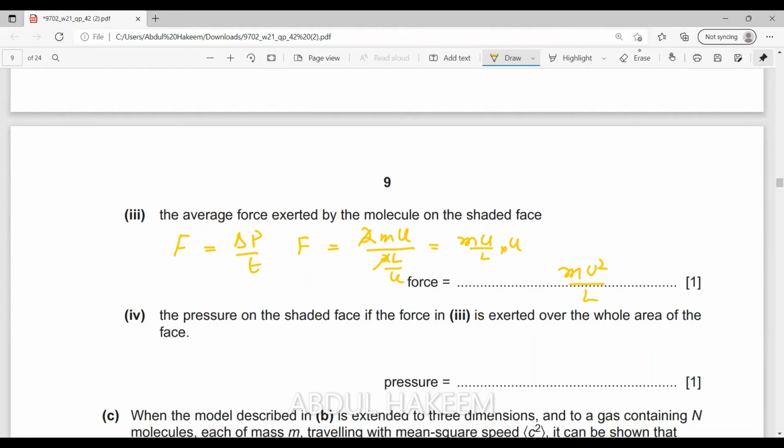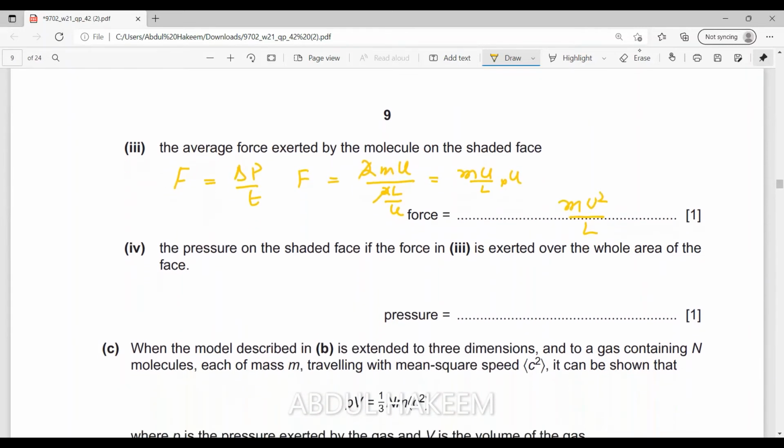Next, the pressure on the shaded face. If the force in part three is exerted over the whole area of the face, the pressure is equal to force divided by area. Now the force is mu squared over L, divided by the area of the shaded face, length times width, meaning L squared. So it becomes mu squared over L cubed, because L times L squared is L cubed.